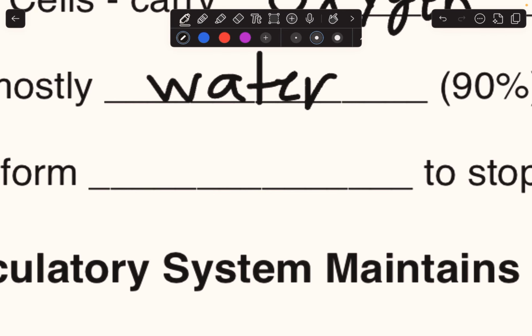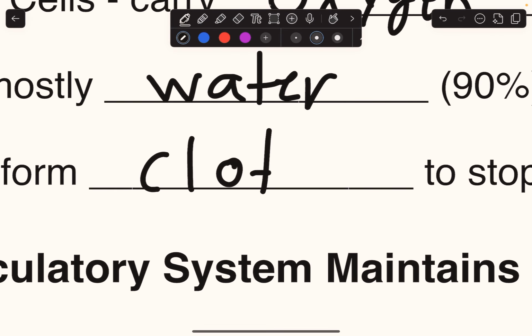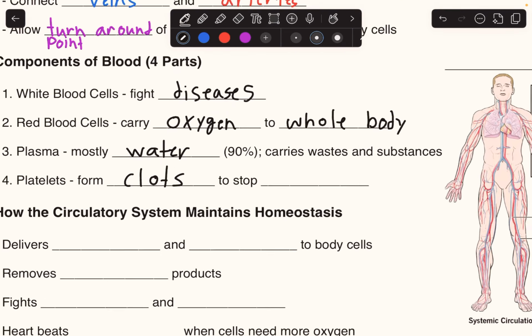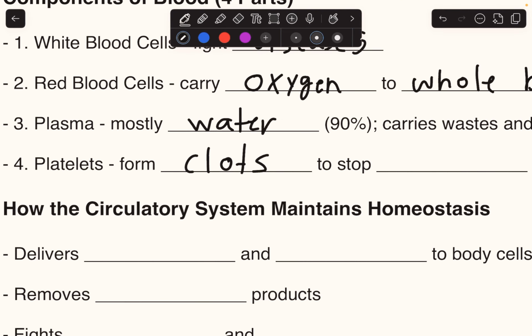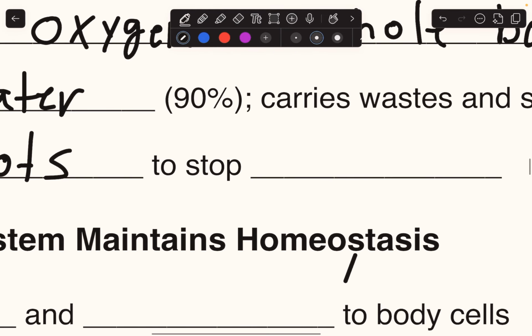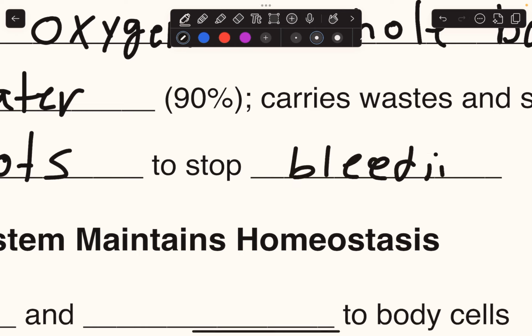Platelets. They form clots at the site of injury. Like when you're going back to the scrape example, once you scrape your knee or elbow, platelets go to the site of injury and they help prevent more blood from being lost, and it helps stop bleeding.